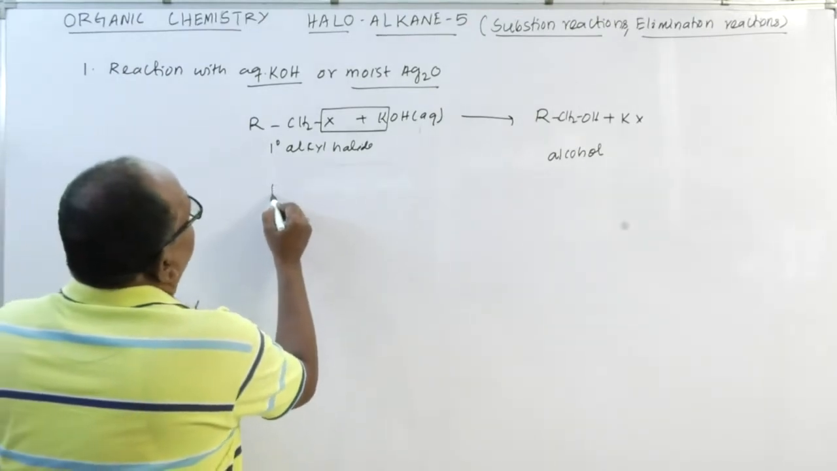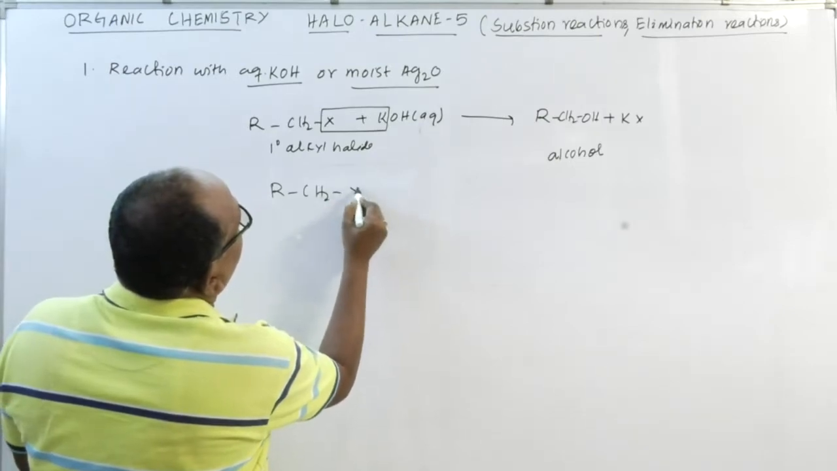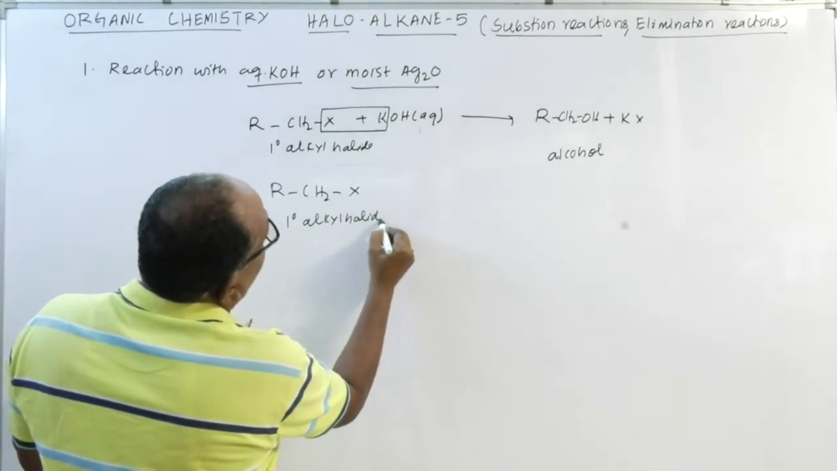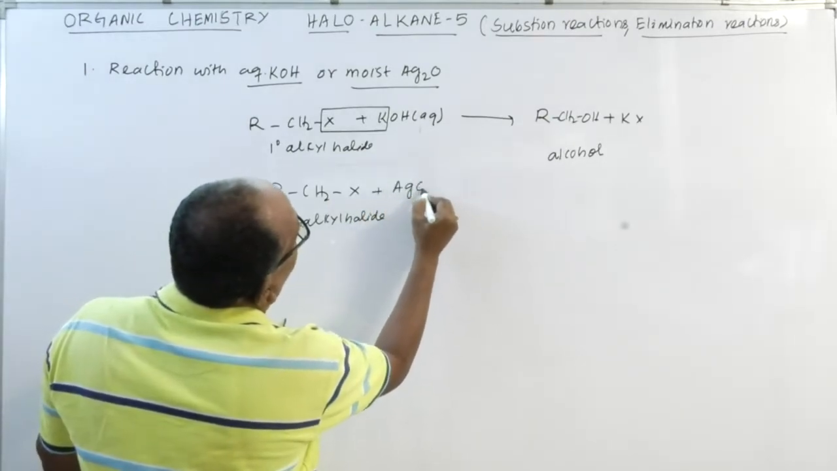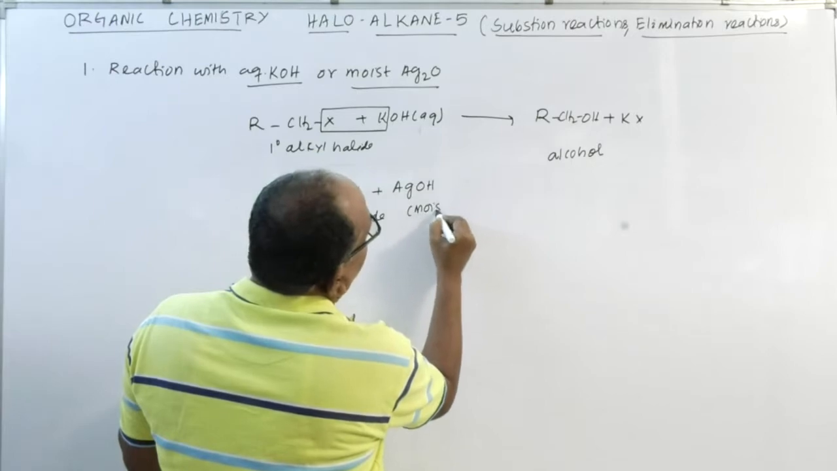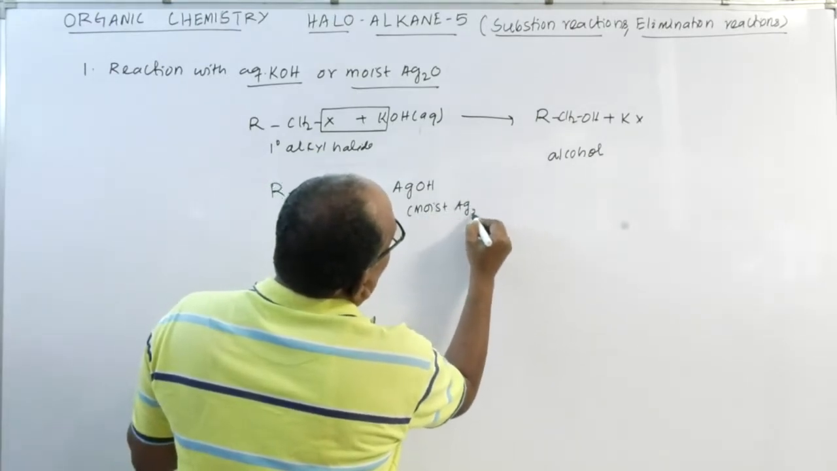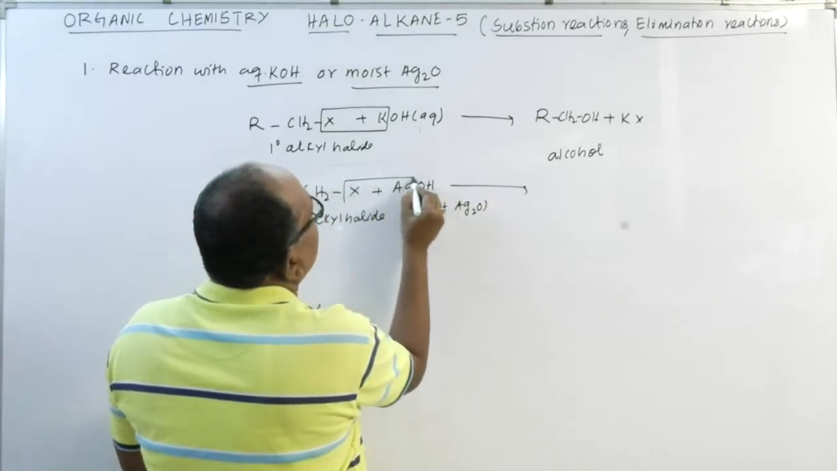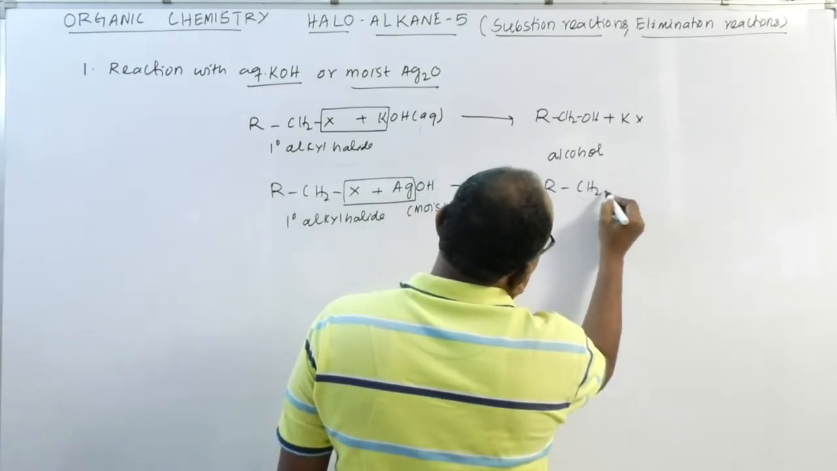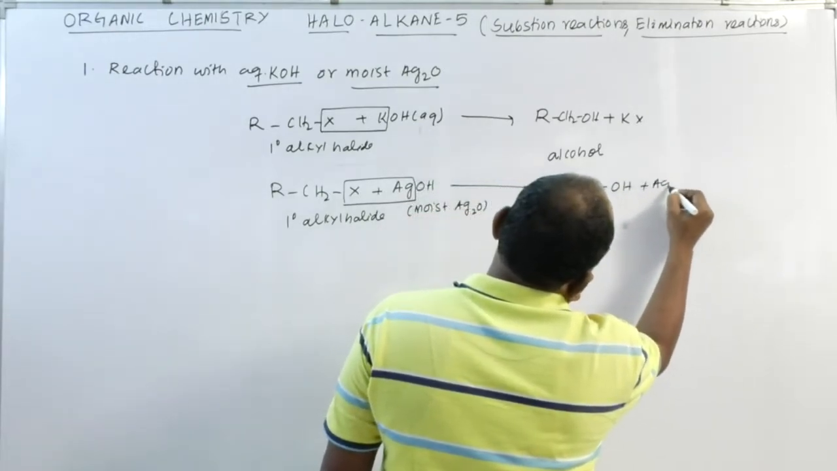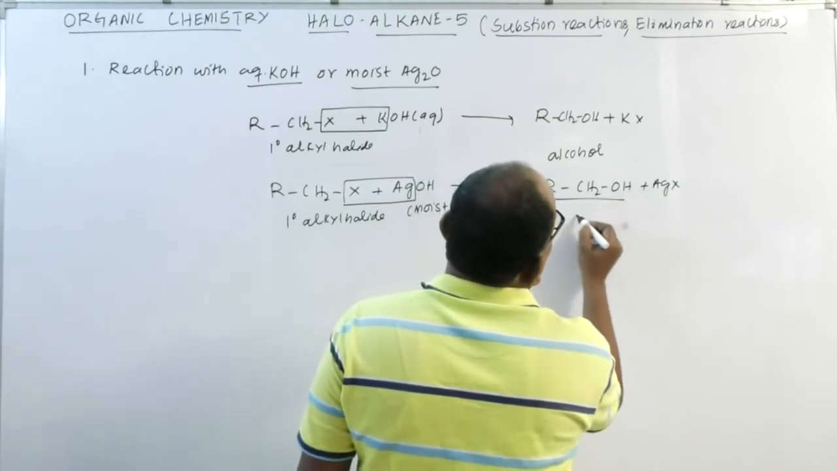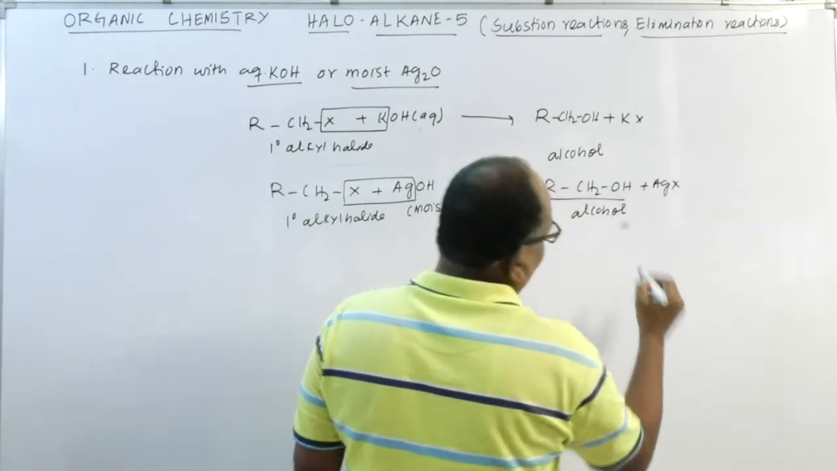Similarly, alkyl halide reacts with moist silver oxide, means silver hydroxide. This means moist, dissolved in water. Moist silver oxide gives you silver hydroxide, and this is the AgX, and it gives you RCH2OH plus AgX. And this is your alcohol.